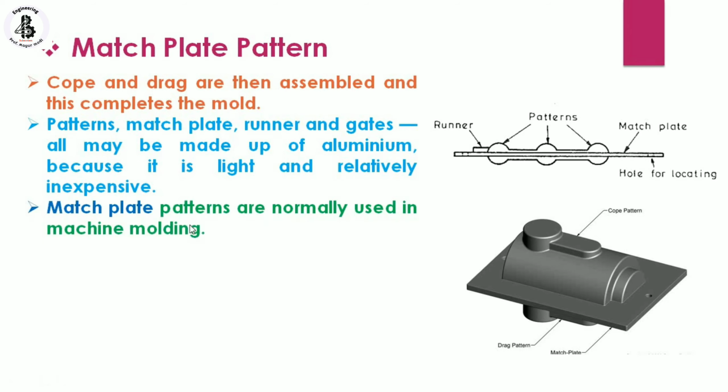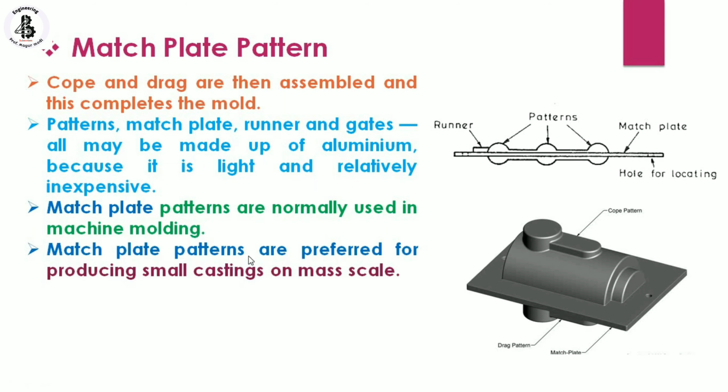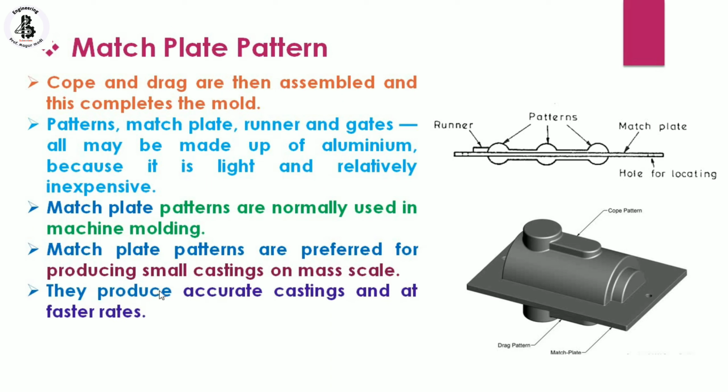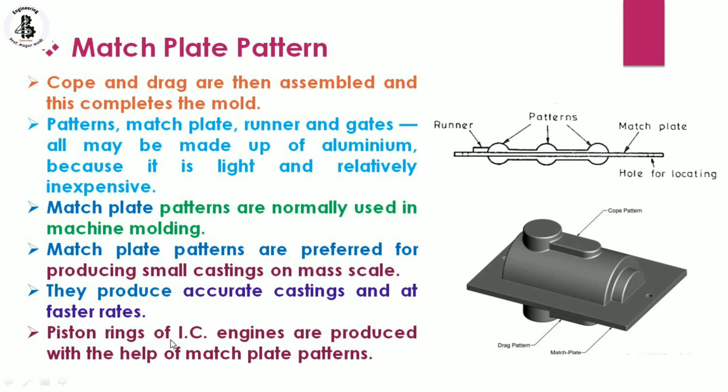Match plate patterns are normally used in machine moulding. Match plate patterns are preferred for producing small castings in mass production. So that will only have feasibility for mass production. They produce accurate castings at a faster rate. So that will have good productivity with a higher acceptance number and good dimensional accuracy. Piston rings of IC engines are produced with the help of match plate patterns. That is one of the examples of the utilization of match plate patterns.